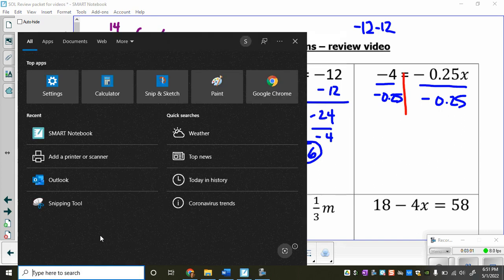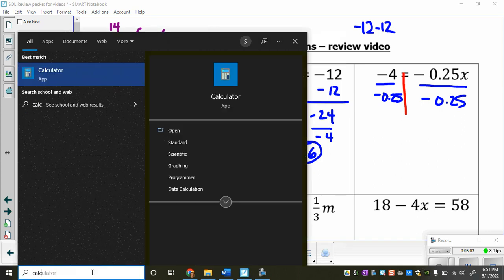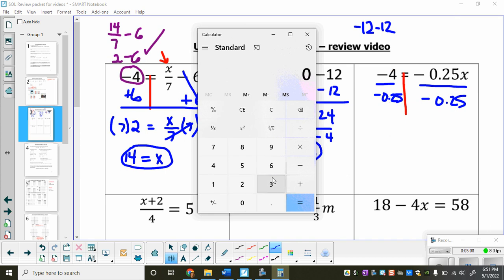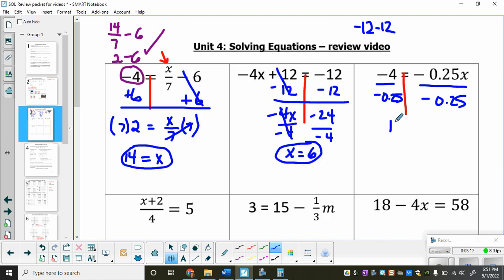All right, now let's get the calculator. So we've got a -4 divided by, so 4, make it negative, and we're going to divide by the 0.25, and again, make it negative. And here we're going to see that that's a +16. So x here is +16.